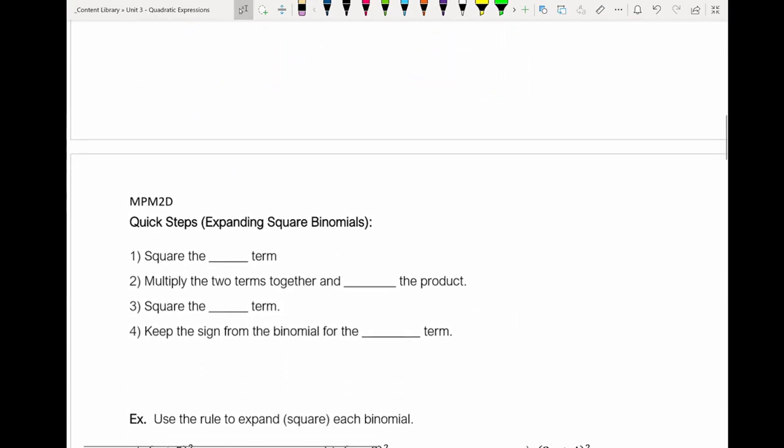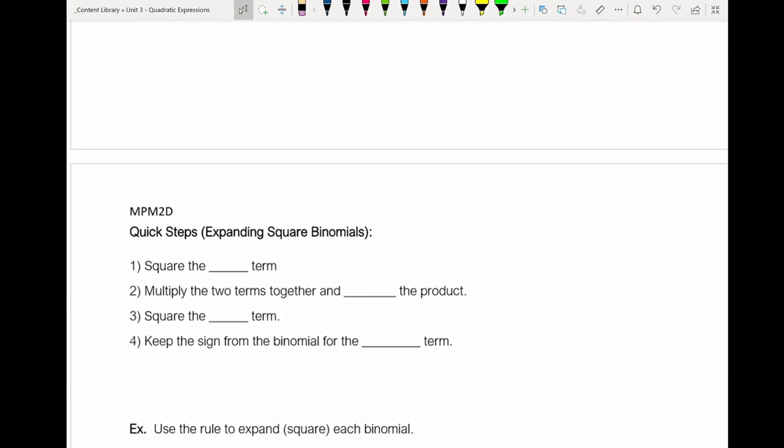So just some quick steps to squaring or expanding square binomials. Basically, we want to square the first term, multiply the two terms together, and double the product. That would be our second term. Square the second term, or the last term, however you want to refer to it, and keep the sign from the binomial for the second term.